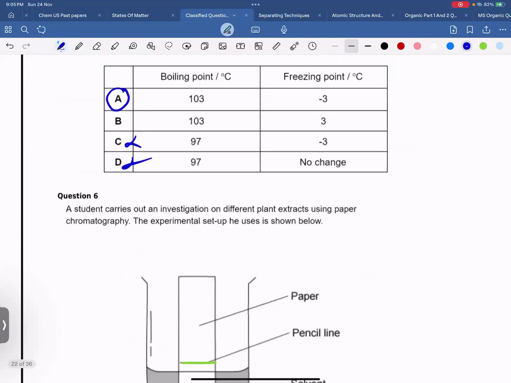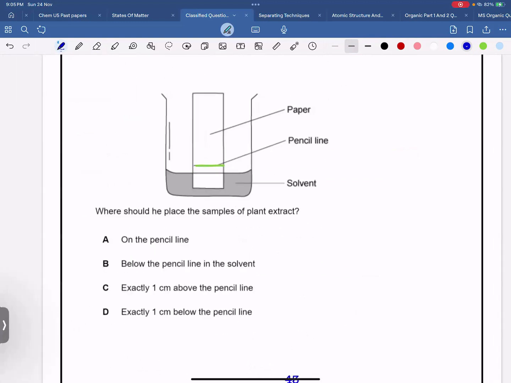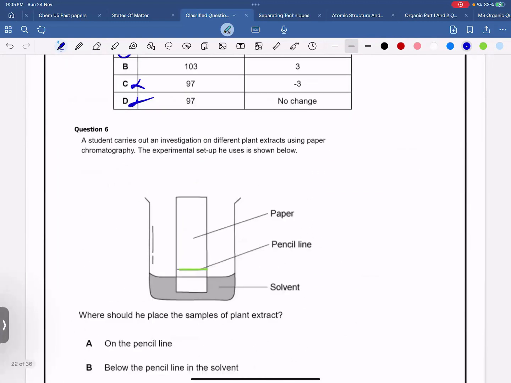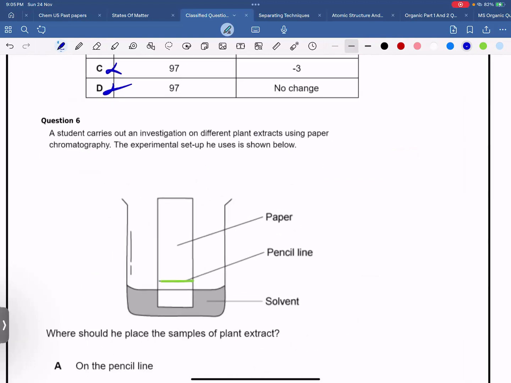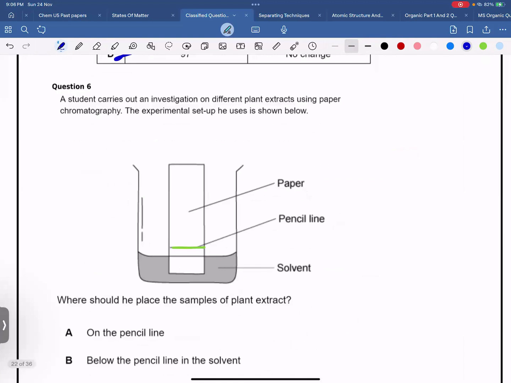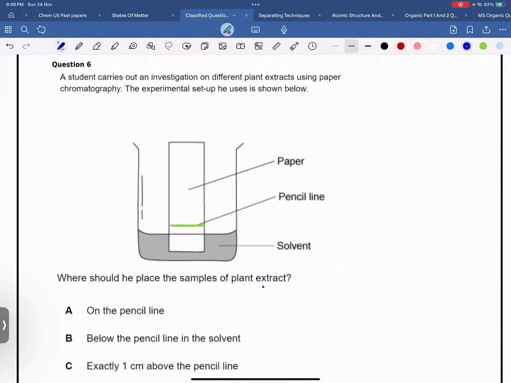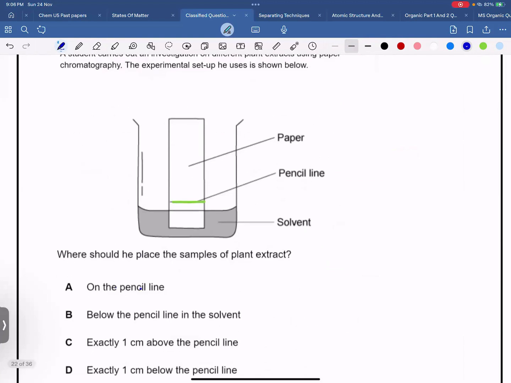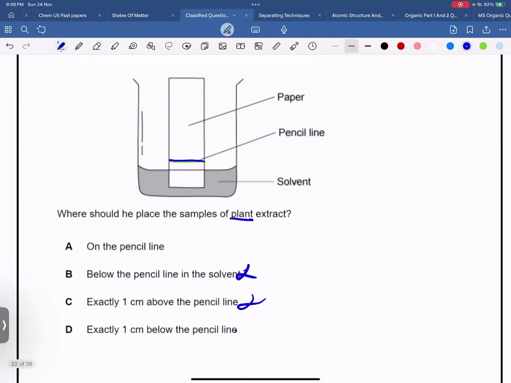And then a student carried out an investigation on different plant extracts using paper chromatography. The experimental setup he uses is shown below. Where should he place the sample of plant extract? So, on the pencil line. Place the sample on the pencil line, which is this one, or below the pencil line, or exactly 1 centimeter above, or exactly 1 centimeter below. So, on the pencil line, exactly.